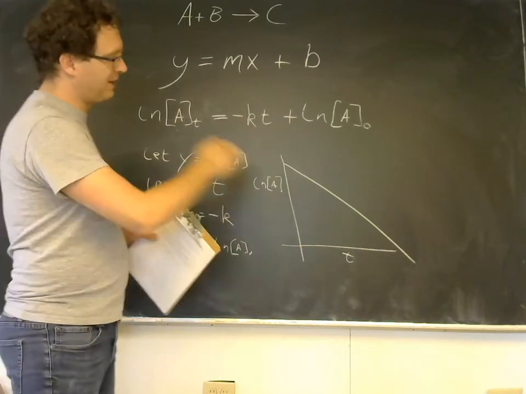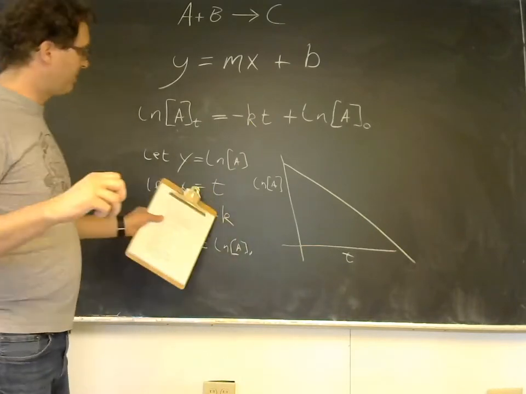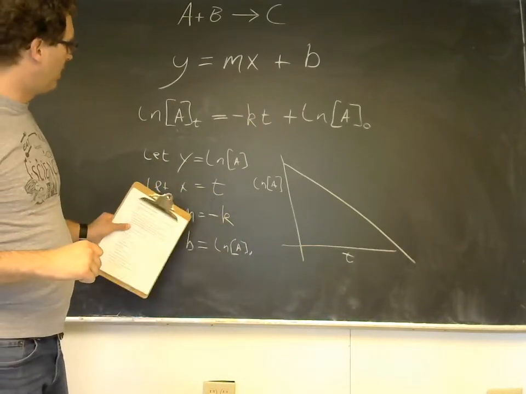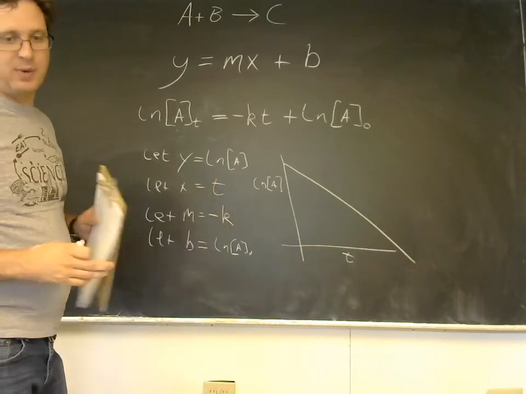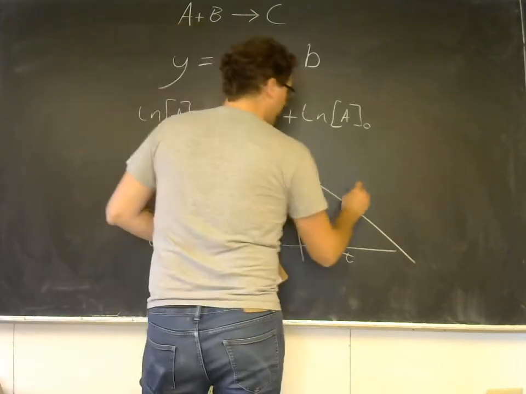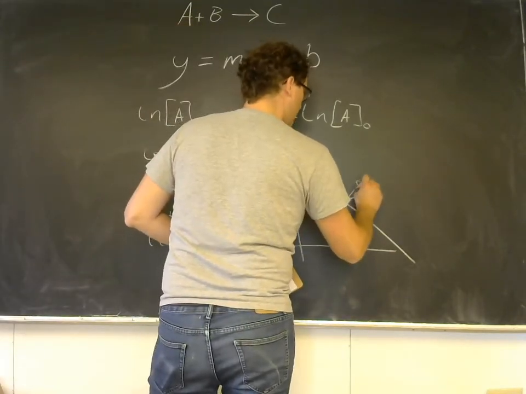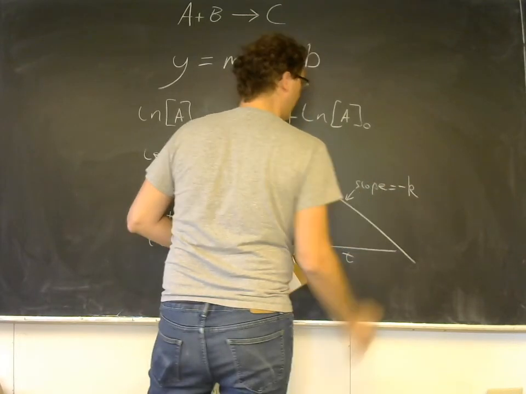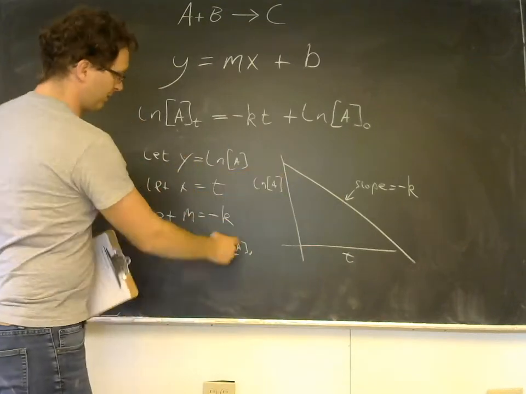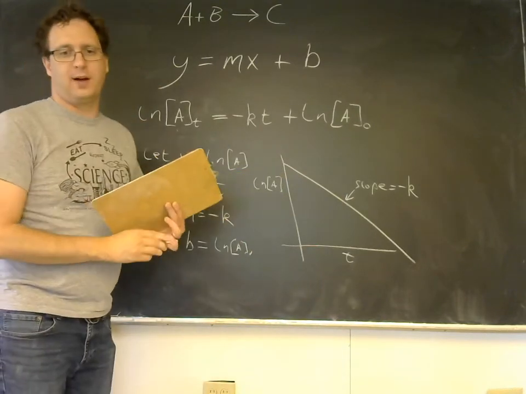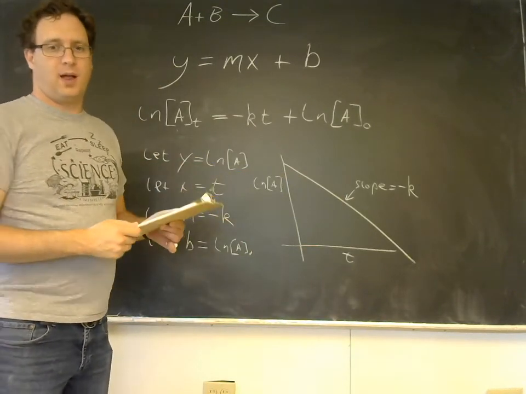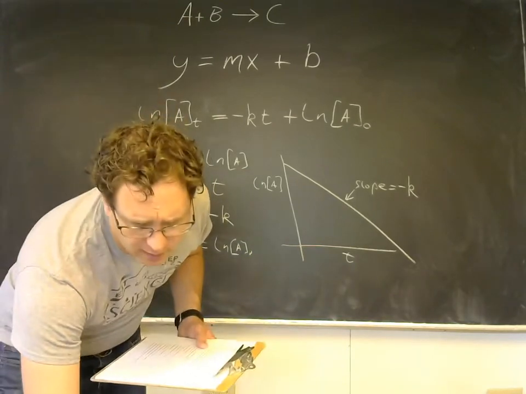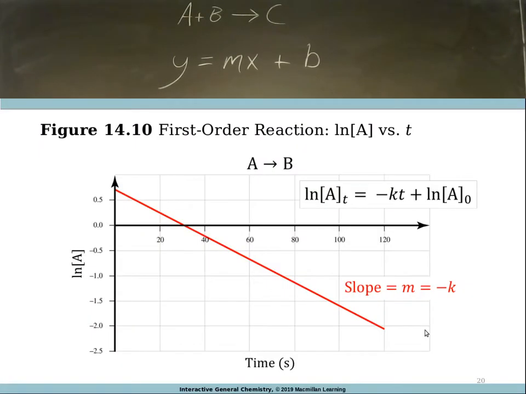Okay, it'll be negatively sloped because k is a positive value, and the slope is going to equal the negative of that positive value. So the slope is equal to negative k. That intercept is equal to the natural log of A naught. All right, so let me just show you real quick here what such a graph would look like.